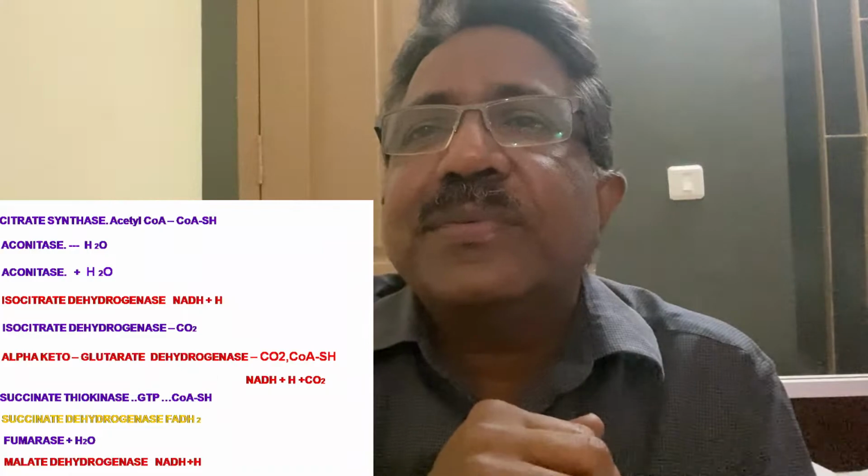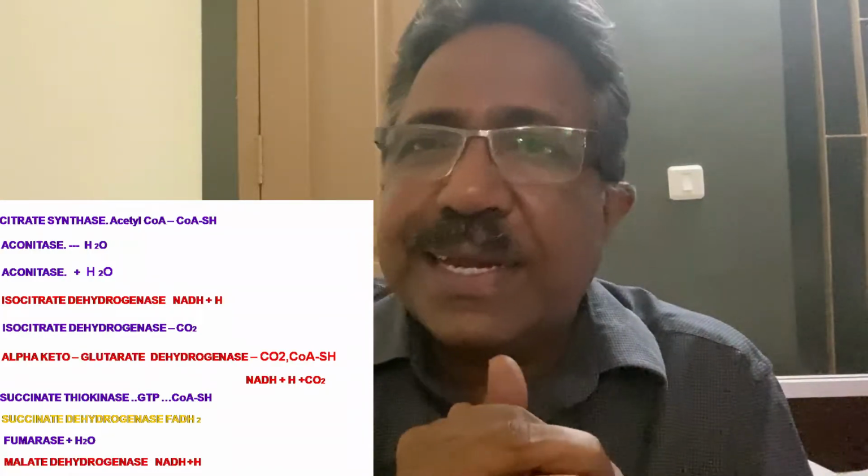Okay. Once again, for you to remember: 10 compounds participating in the citric acid cycle, 8 enzymes participating in the citric acid cycle, 4 sites of energy production, 3 sites of inhibition, 3 sites of regulation. Finish. So, I'll tell the compounds which are participating in the citric acid cycle.